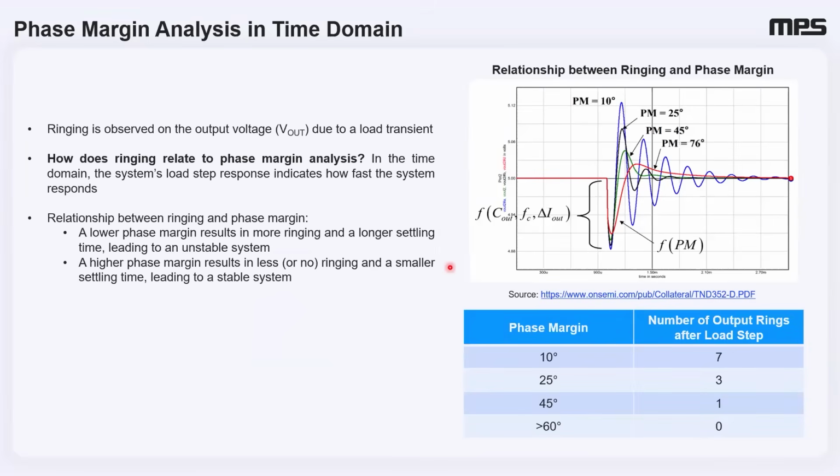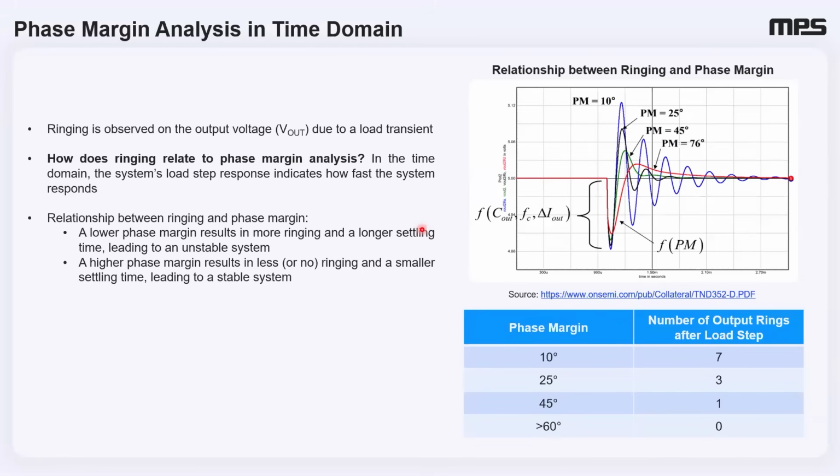Let's focus on how we estimate phase margin from time domain response, specifically by observing ringing. When a load transient occurs, we often observe ringing on the output voltage. This refers to oscillations that occur before the voltage settles back to its steady state. This ringing is a direct indicator of system damping. In time domain, the system's load step response indicates how fast the system responds to a sudden change. The nature of the response, specifically the ringing, tells us about the underlying phase margin.